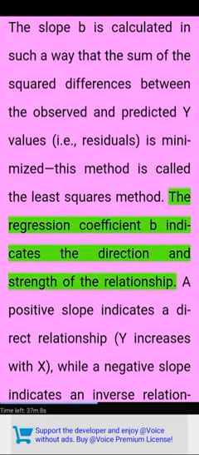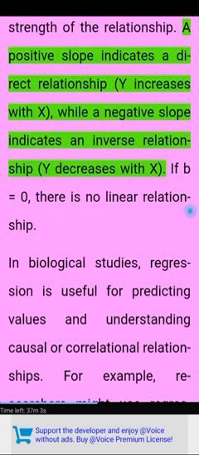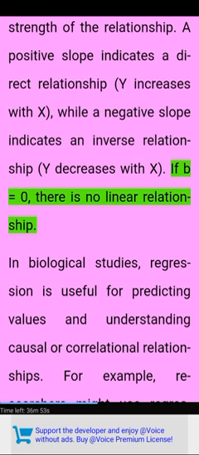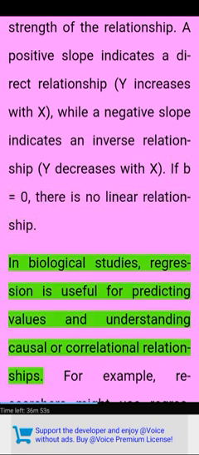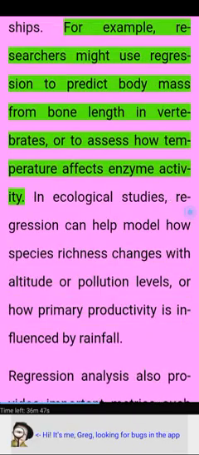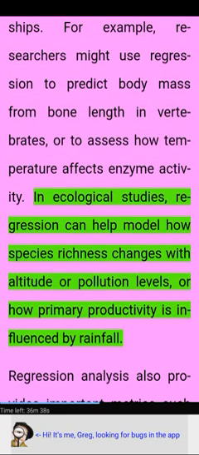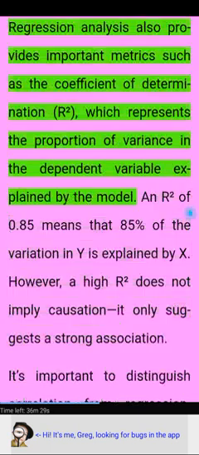The regression coefficient b indicates the direction and strength of the relationship. A positive slope indicates a direct relationship, y increases with x, while a negative slope indicates an inverse relationship, y decreases with x. If b equals 0, there is no linear relationship. In biological studies, regression is useful for predicting values and understanding causal or correlational relationships. For example, researchers might use regression to predict body mass from bone length in vertebrates, or to assess how temperature affects enzyme activity. In ecological studies, regression can help model how species richness changes with altitude or pollution levels, or how primary productivity is influenced by rainfall.